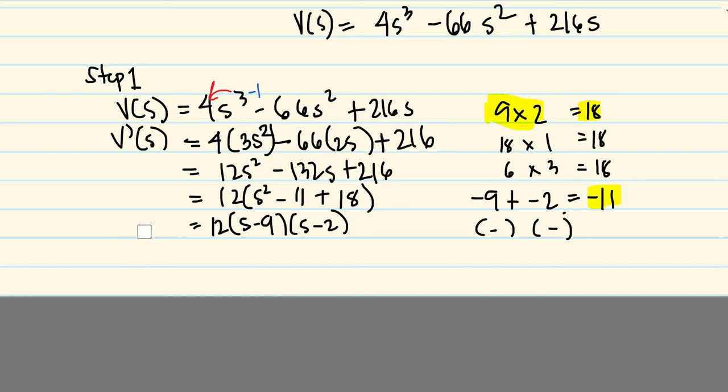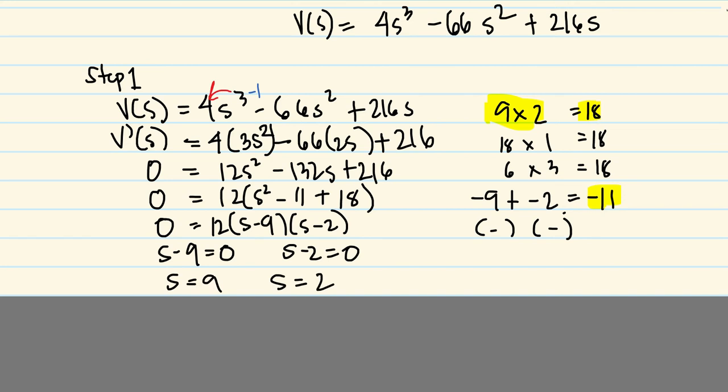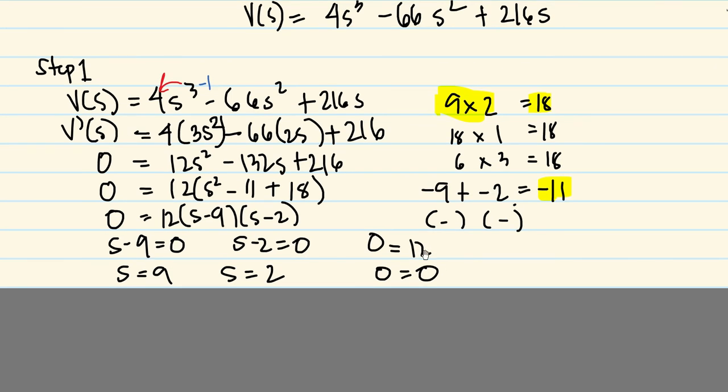Okay, so we forgot to equate it to 0. So this equation is equated to 0. So s minus 9 equals 0, then s minus 2 equals 0, then s equals 9 and s equals 2. How about 12? So 0 equals 12 is 0 equals 0. The constant number will be divided to 0, which will make it become 0 also. So we're not including that one. Let's proceed.